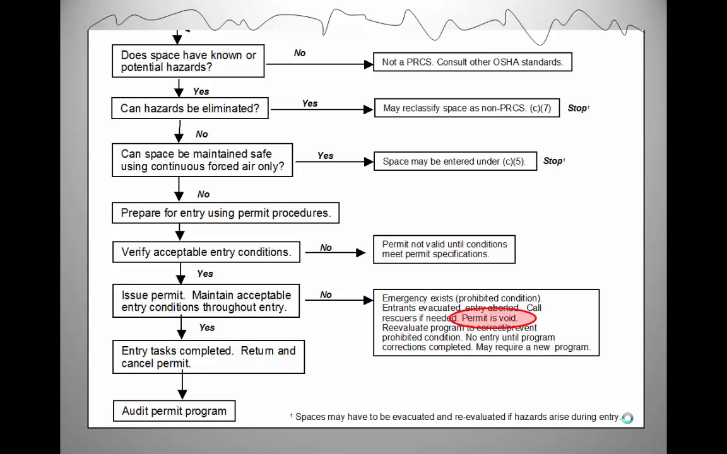Maybe they didn't eliminate the hazards, or maybe a hazard appeared after their initial evaluation, or maybe what they're doing is causing a hazard, as far as their ventilation processes, or maybe they didn't lock out and tag out something correctly. So it's always the safest bet to use the permitting process. It is a step-by-step process. It can be lengthy or can add time to it.